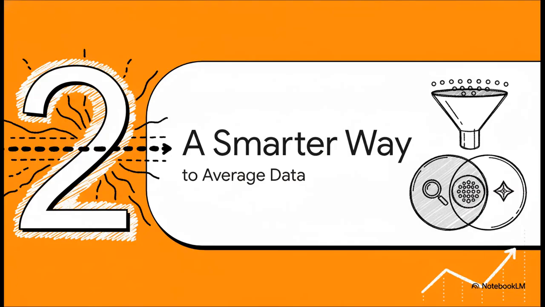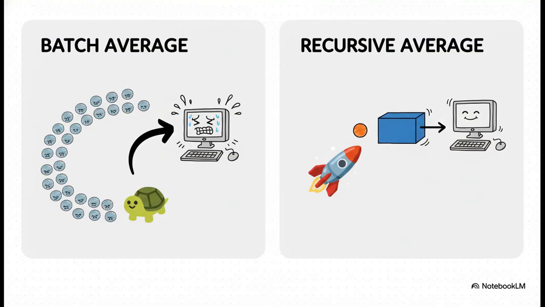Okay, so how do you solve this? Well, the secret actually starts with a really simple idea that we all get, taking an average. But, and this is the key, it's about doing it in a much, much smarter way. So you could do what's called a batch average. You collect 1 million data points, you store them all, you add them all up, and then you divide. But what happens when you get one new data point? Well, you have to do the whole calculation all over again. For a spacecraft moving in real time, that's a total non-starter.